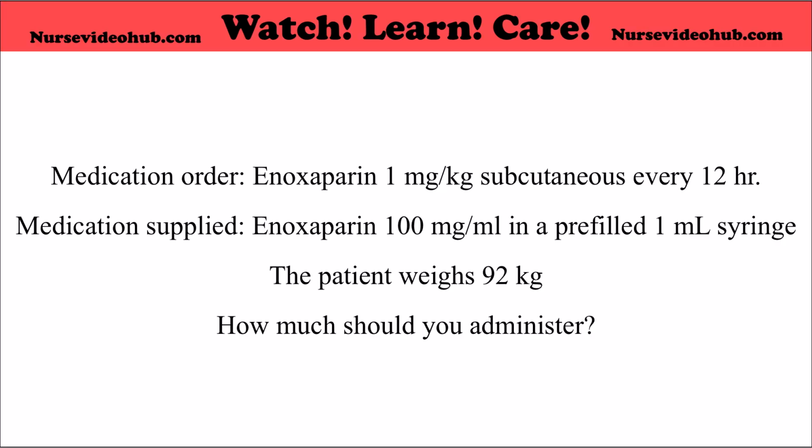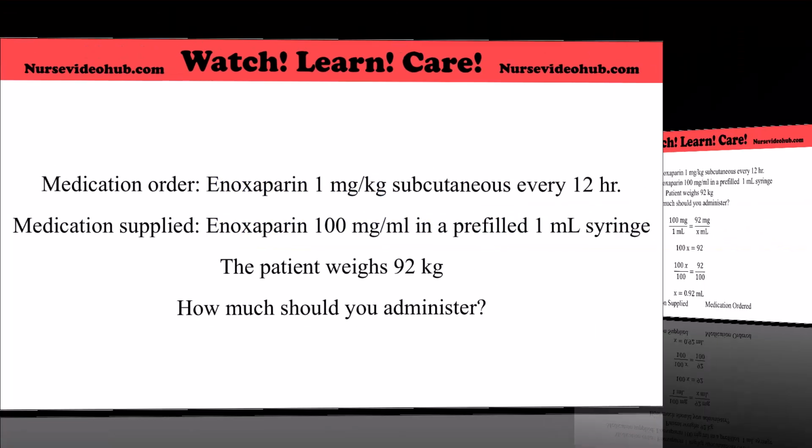Now, let's calculate a weight-based order. The medication ordered is enoxaparin, 1 milligram per kilogram subcutaneous. The medication available is enoxaparin, 100 milligrams in a pre-filled 1 milliliter syringe. How much of the syringe will you inject?